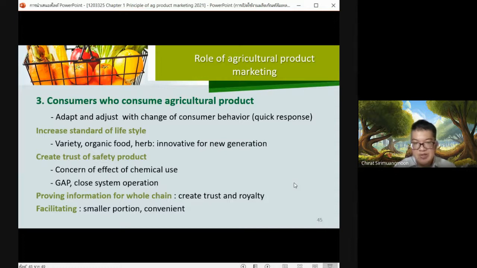And you need to make sure that they can trust the product that you produce too. So agricultural product marketing can be involved and create the whole process. And then the marketings can provide the information for the whole chain as well. So please make sure that the product that you produce you can trust, and then you're gonna have brand loyalty.